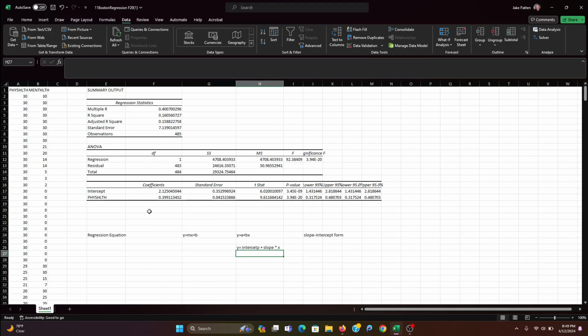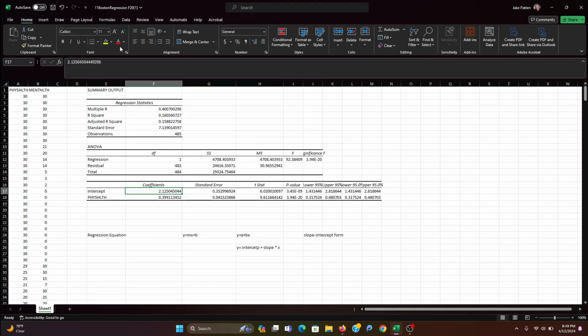So there's two numbers in here that you need to make the regression equation. One is this right here, which is the intercept, and the other one that you're going to need right here is the slope, 0.4. So what you're going to do is just write this out. Y equals, the intercept is 2.13 plus, and then the slope times x. The slope is 0.4x. There you go.